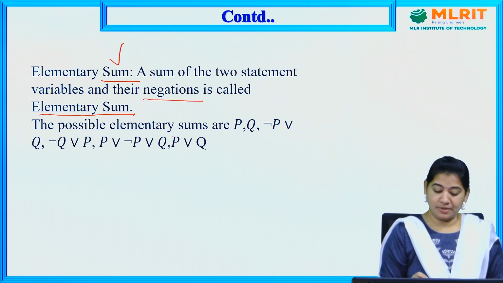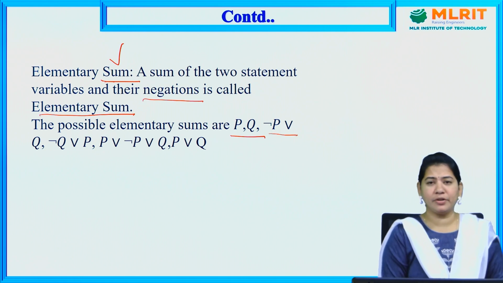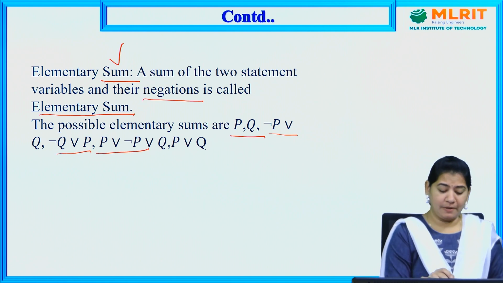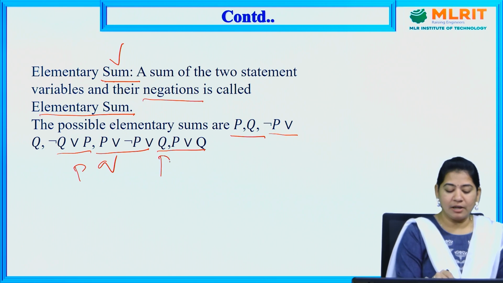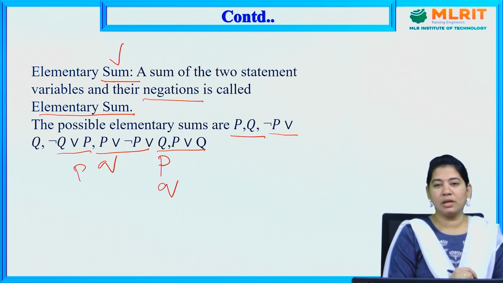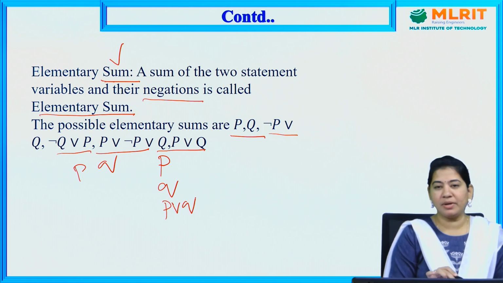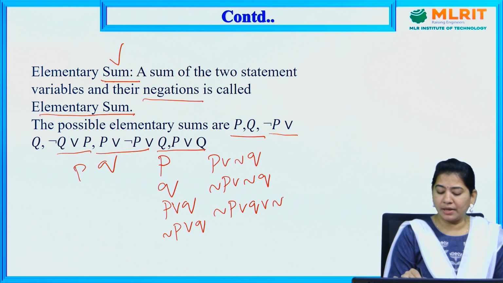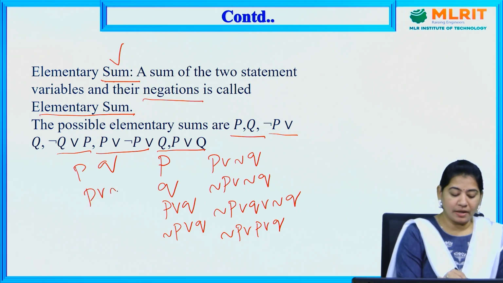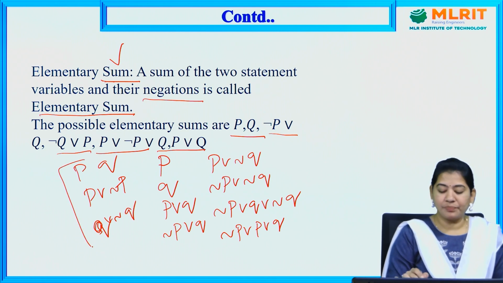So the possible elementary sums are p, q, negation p or q, negation q or p, p or negation p, p or q. If you are considering two variables p, q, one single p is also called an elementary sum, one single q is also called an elementary sum. Not only this, p or q is an elementary sum, negation p or q is an elementary sum, p or negation q is an elementary sum, negation p or negation q is also an elementary sum. Along with this, we can also write p or negation p, q or negation q. So these are all called elementary sums.